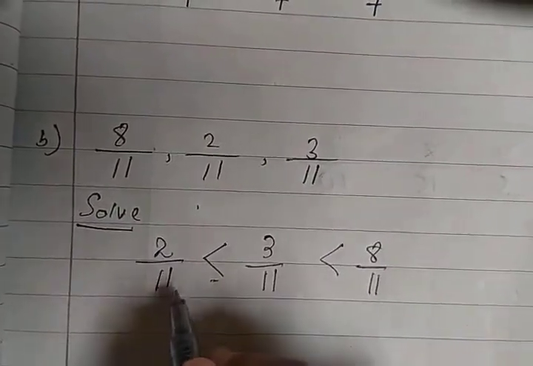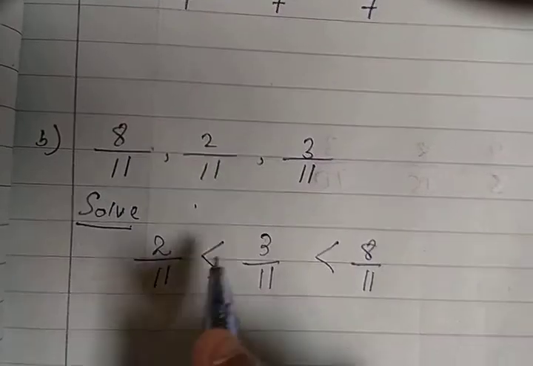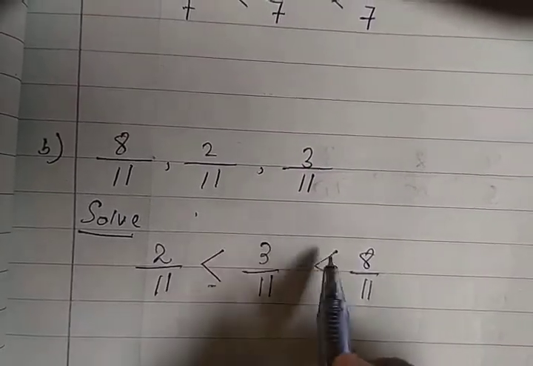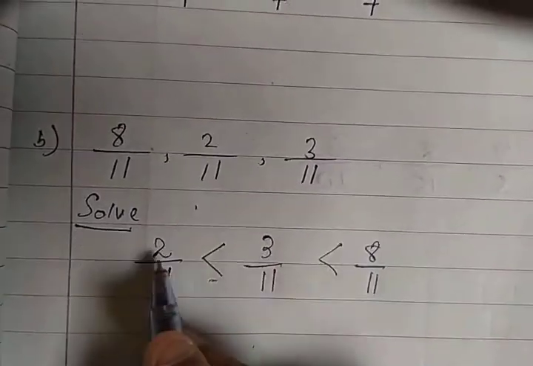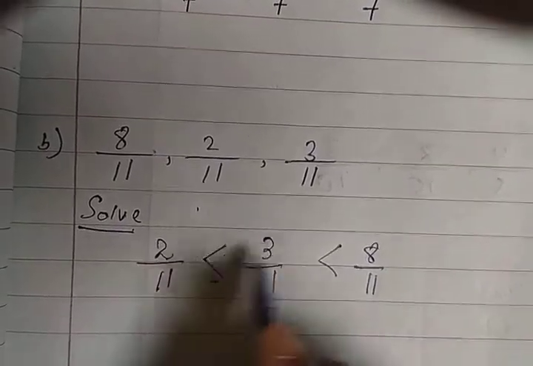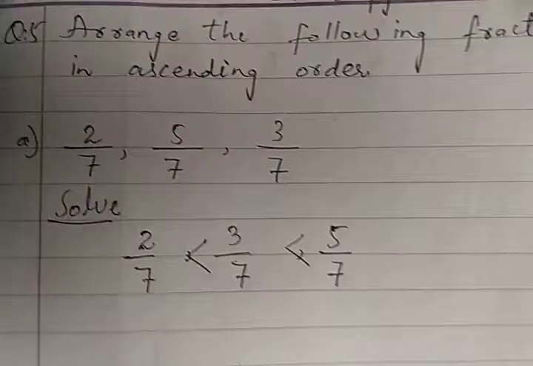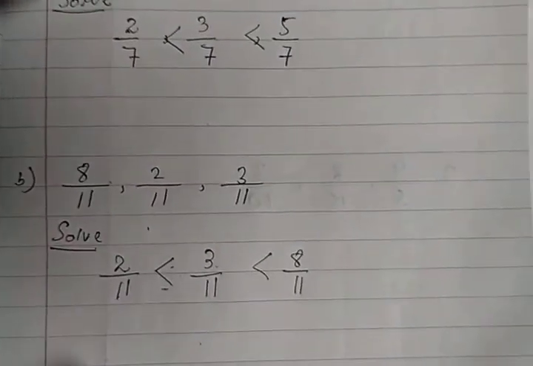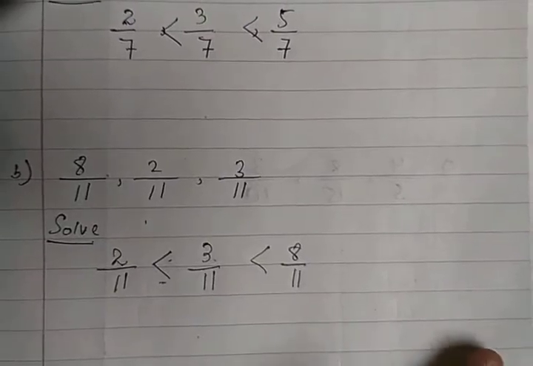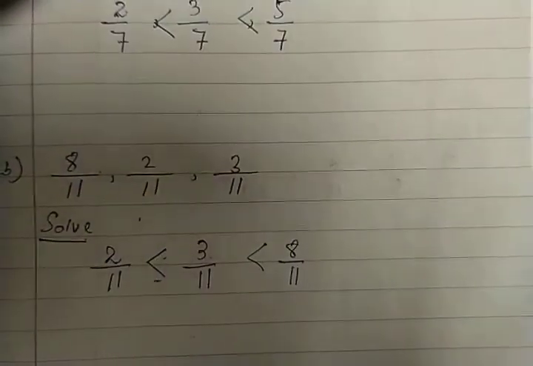If the denominators are same, you have to write the numerators accordingly in ascending order. आप इनको ascending order में लिखेंगे. 2 is less than 3, 3 is less than 8. Is that clear, class 4 students? You have to copy down part A, B and all these parts of video in your maths copy. Now move to the next part.